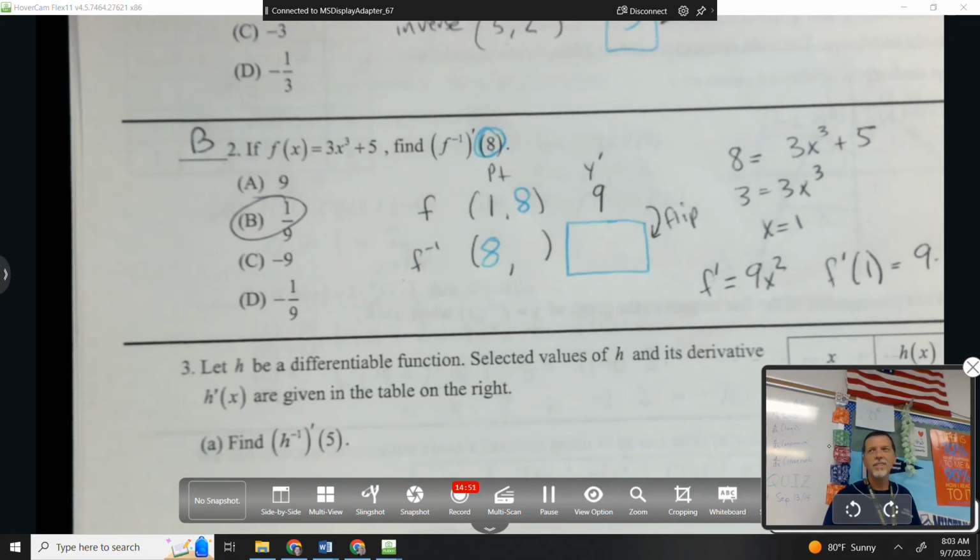It's a lot of algebra. It's a lot of organization of information, which is why I think the table is helpful.